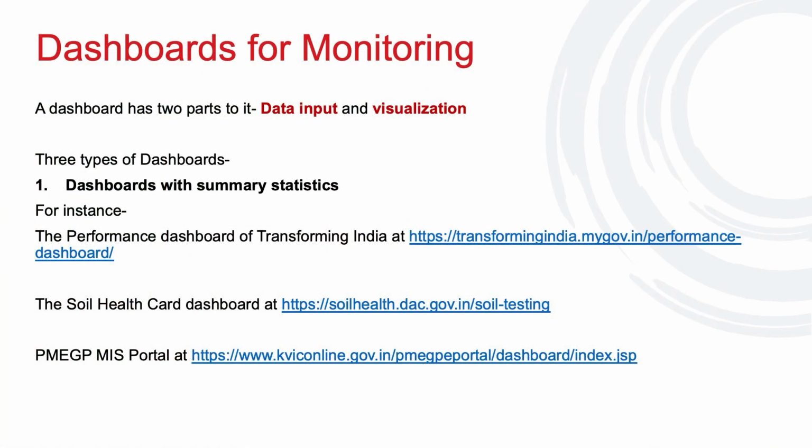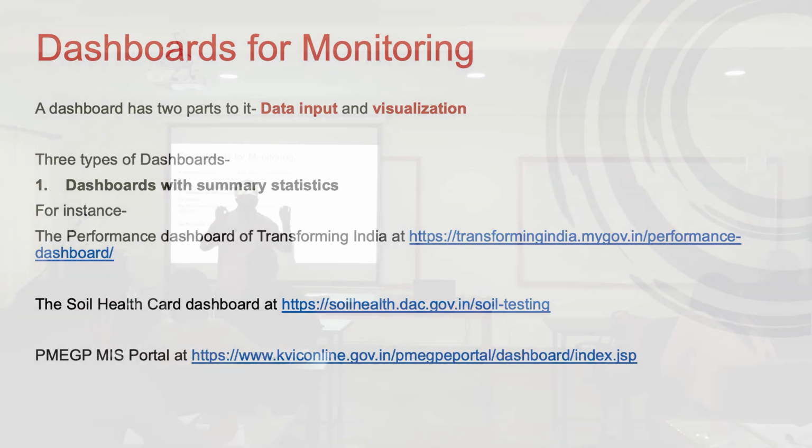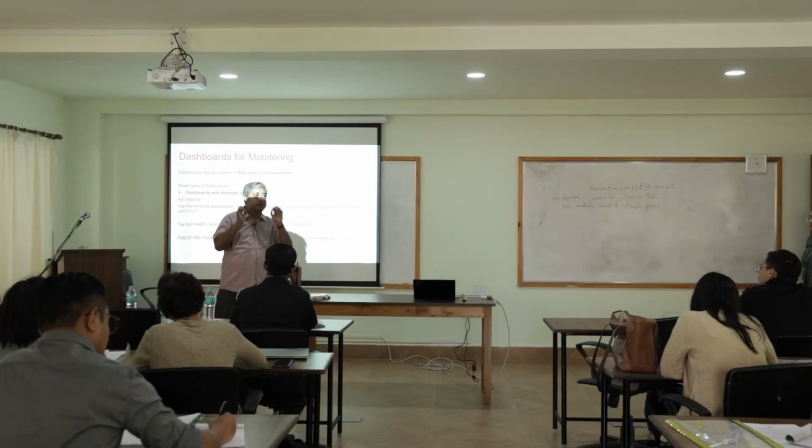One type of dashboard is what we call a static dashboard. A static dashboard is one where you can't drill down any further. Whatever you see is the only information that it gives. It usually gives you what we call summary statistics. Now, for whom is this important?